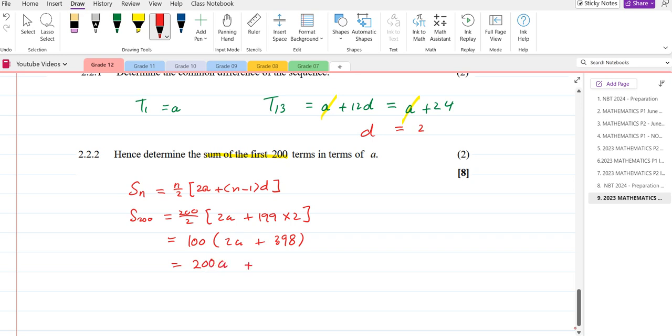200a plus 39,800, right? 398 times 100, 39,800. So that's the sum of the first 200 terms in terms of a. Right, so that's my answer, S200. I hope you guys are understanding.